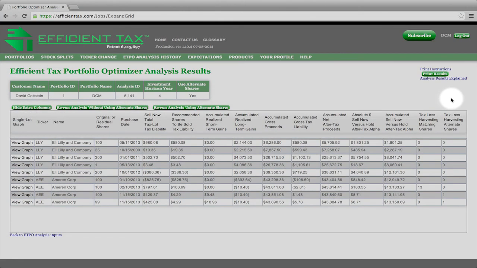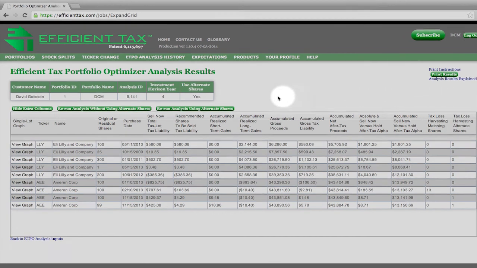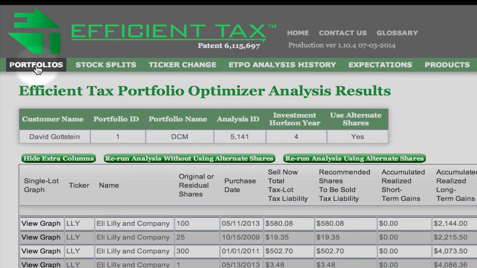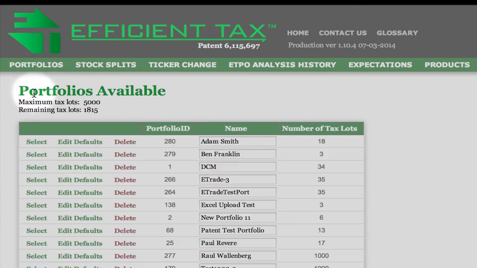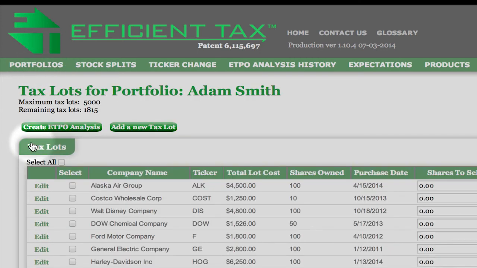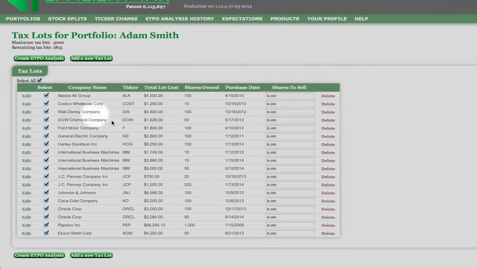Finally, we wish to quickly show you how designating either a specific number of shares to sell within a single tax lot or among a position made up of more than one tax lot impacts an Efficient Tax Portfolio Optimizer analysis. We're going to go to the Portfolios tab and we'll select a portfolio and then click the Select All box. But before we create an ETPO analysis, we will designate the selling of 100 shares of an individual tax lot of 1,000 shares of Pepsi. Then we will click the Create ETPO Analysis button.